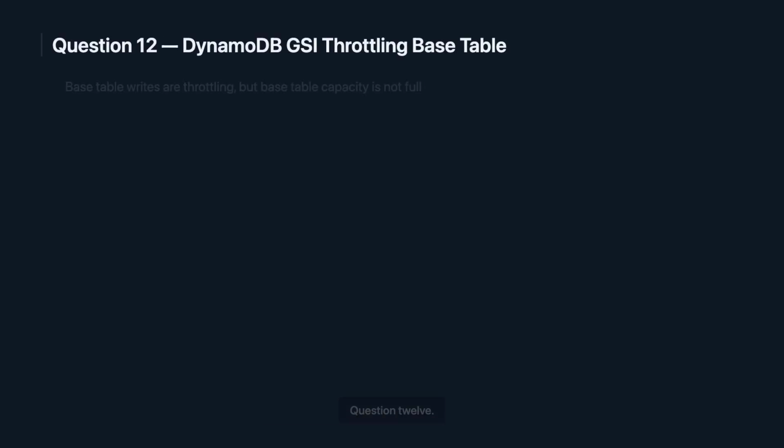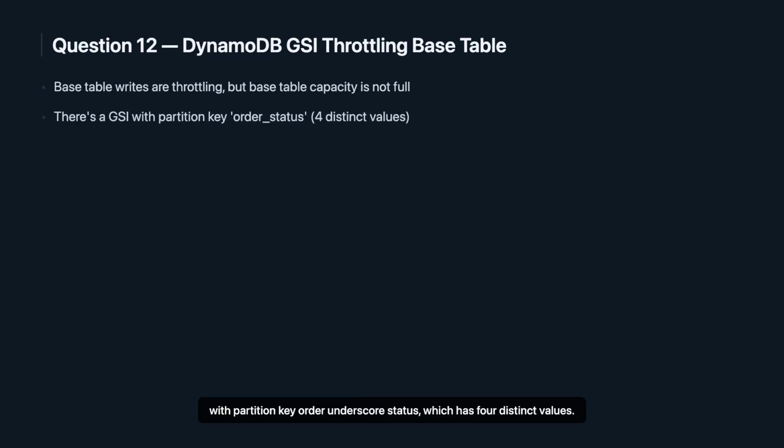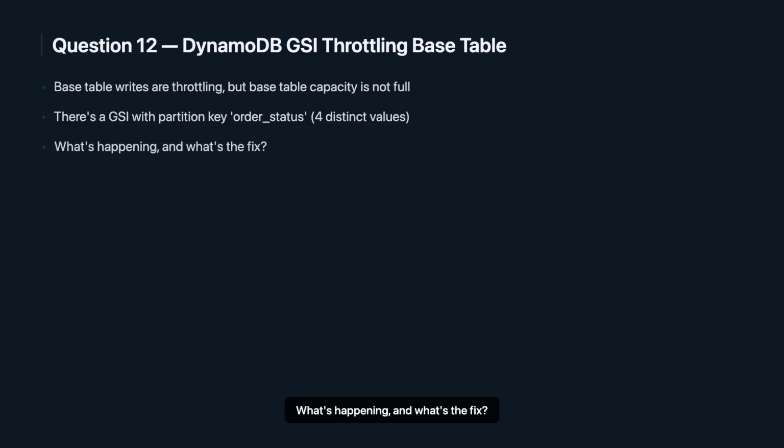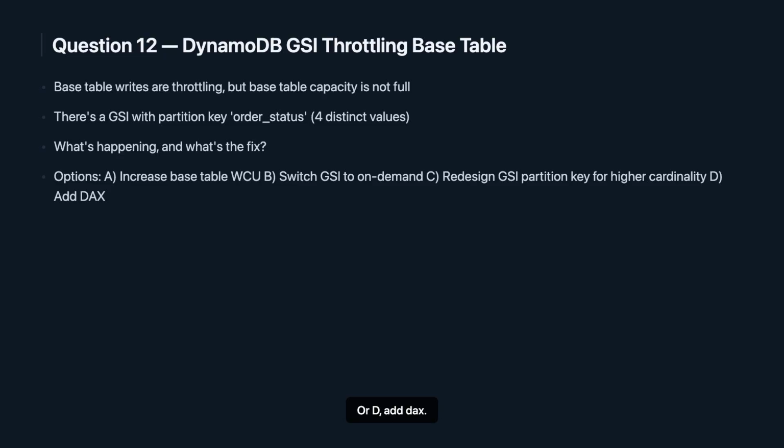Question 12. Base table writes on a DynamoDB table are throttling, but base table capacity is not full. There's a global secondary index, a GSI, with partition key order_status, which has 4 distinct values. What's happening and what's the fix? A, increase base table WCU. B, switch the GSI to on-demand. C, redesign the GSI partition key for higher cardinality. Or D, add DAX. This one tests a subtle pattern. Pause and think about why the base table would throttle when its own capacity isn't full.